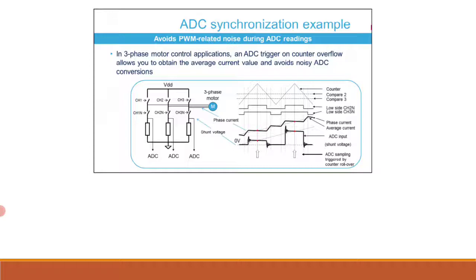In this case, the ADC trigger is generated on the counter rollover. This allows the reading to be done precisely in the middle of the period and get the average value of a signal with significant ripple. Additionally, using a PWM synchronized ADC trigger also guarantees that the ADC conversion will be done away from the ringing noise present on the shunt voltages.